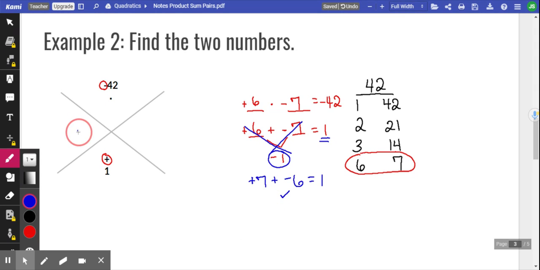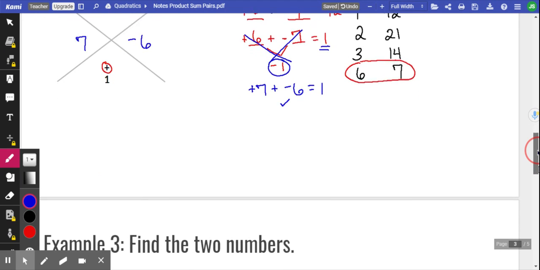So those are my two numbers. 7 times negative 6 would give me negative 42. 7 plus negative 6 gives me a positive 1. So I was able to list out my factors, and I had to play with my signs a little bit. Sometimes these are not going to be as quick as that first one to figure out.